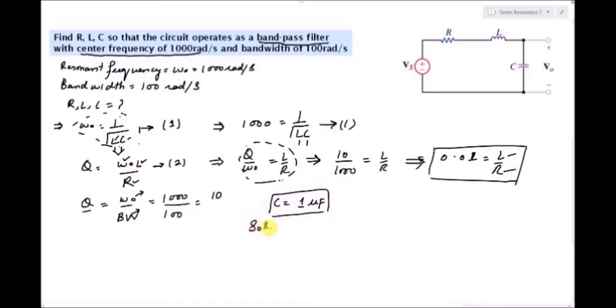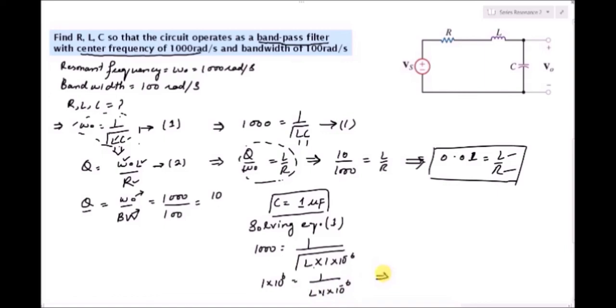Now solving equation number 1, we get 1000 is equal to 1 over under root L into 1 microfarad. So this will give you 1 into 10 raised to 6 is equal to 1 over L into 1 into 10 raised to minus 6. So this implies the value of inductance is equal to 1 over 1 into 10 raised to 6 into 1 into 10 raised to minus 6. So that will become 1 Henry. So what I got, the inductance value is 1 Henry.